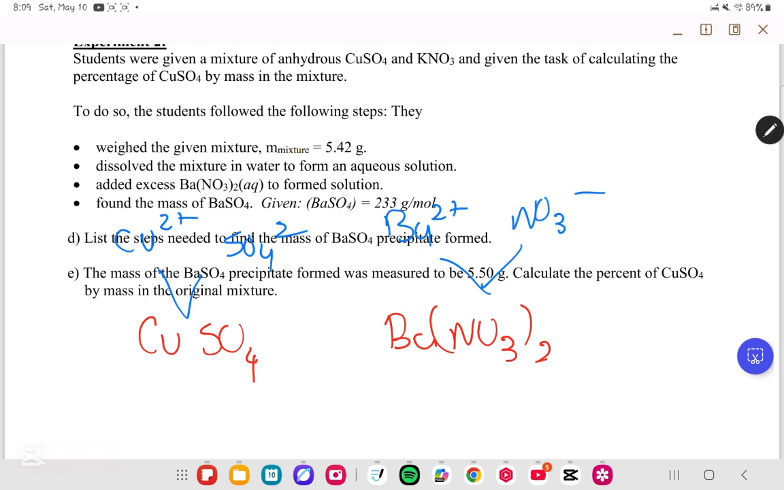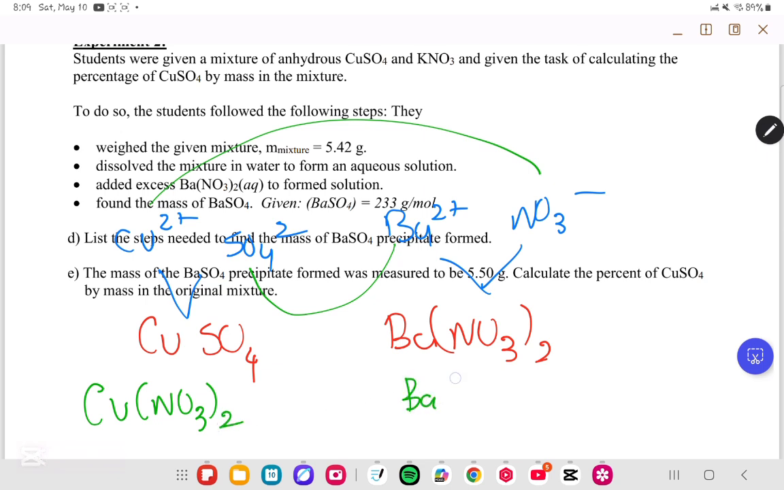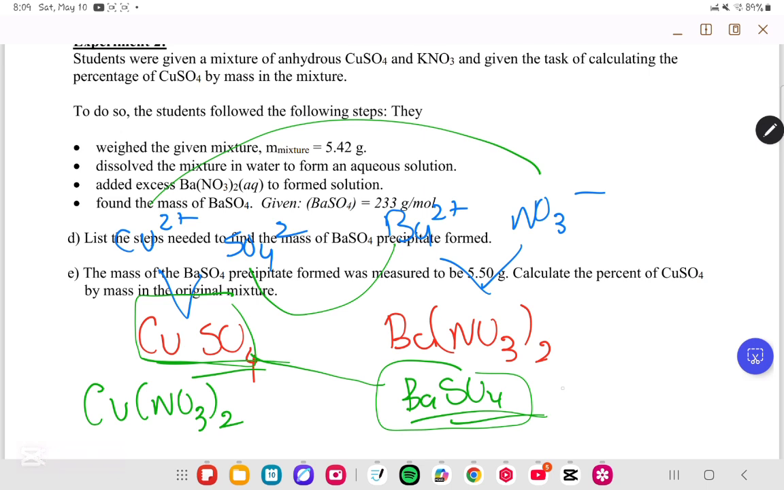So as you can see over here, they will switch with each other. So you will get Cu(NO3)2 and BaSO4. But as you can see over here, there's actually no need for the bracket. You can just write BaSO4. But as you can see over here, CuSO4 and BaSO4 are going to have the same number of moles because there's no change. Nothing was gained here and nothing was lost here. So CuSO4 is going to be the same number of moles as BaSO4.